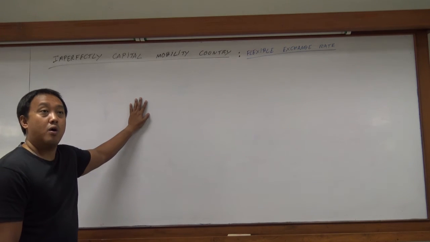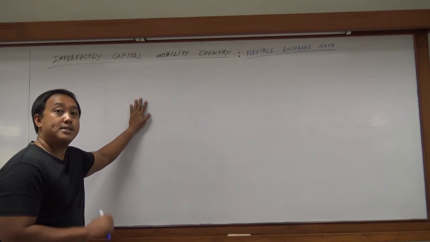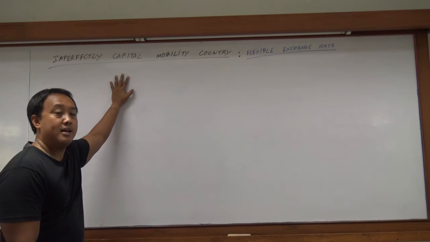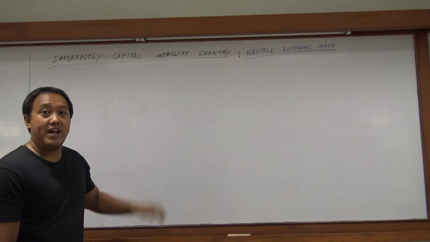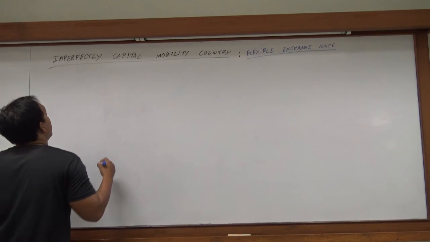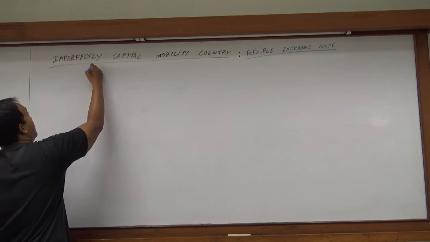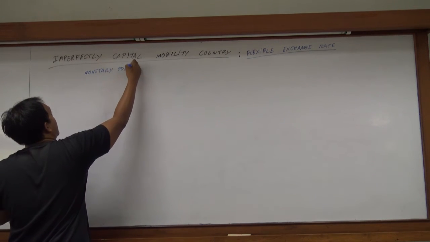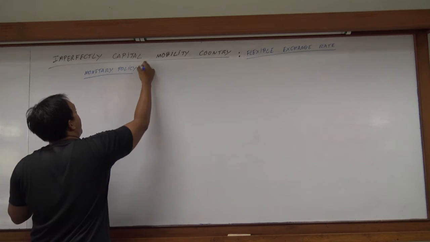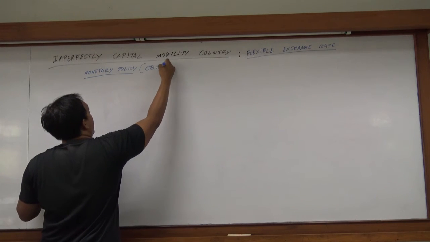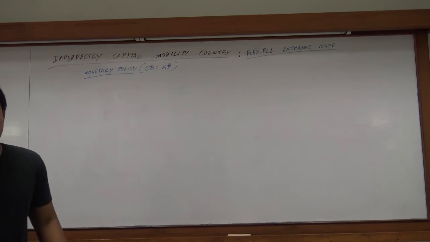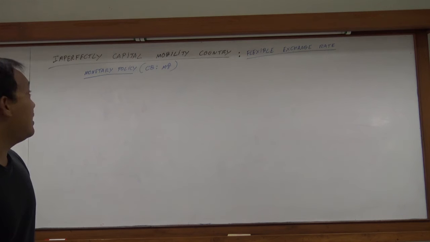So we are still focusing on imperfect capital mobility. We are still focusing on the flexible exchange rate system. But now we're going to talk about monetary policy of the central bank when they inject more money into the economy.